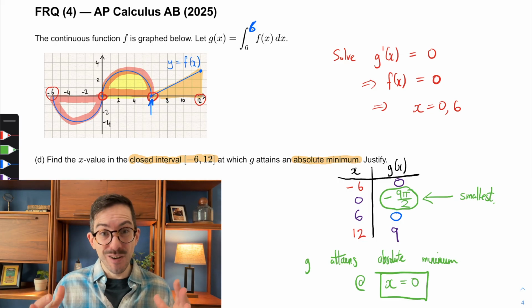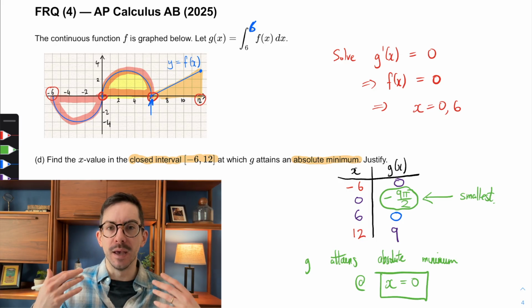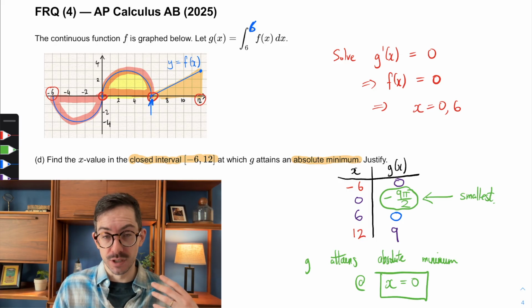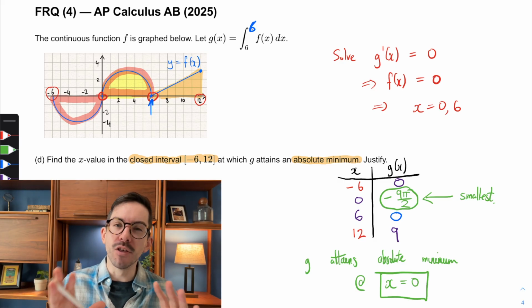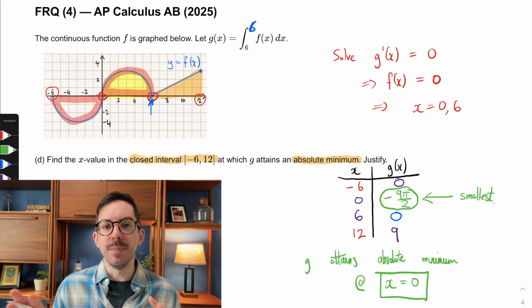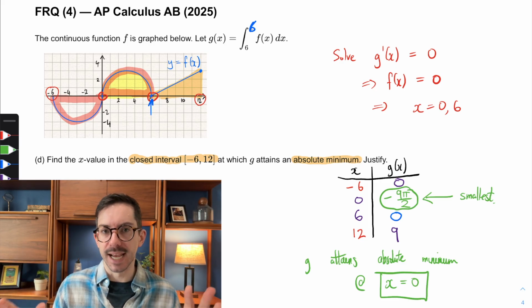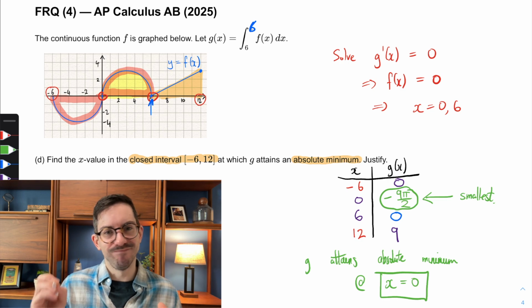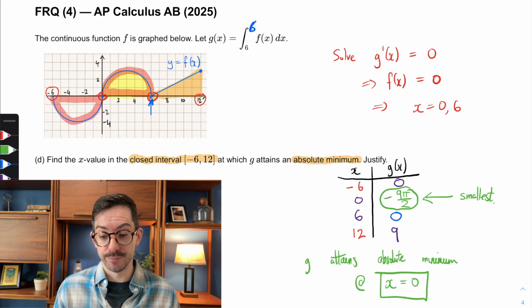So we're done. Have we justified? Well, yes, this table of values, this use of the closed interval method is a sufficient justification. There are other ways you can justify, maybe using the first derivative test, the second derivative test. Those can get a little messy. Table of values, really straightforward, really nice, very concrete. It's what I would recommend doing in this sort of problem.